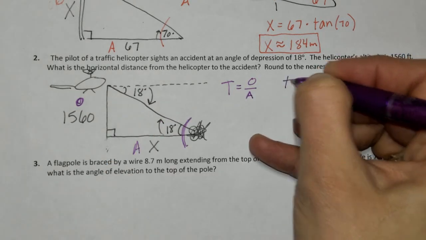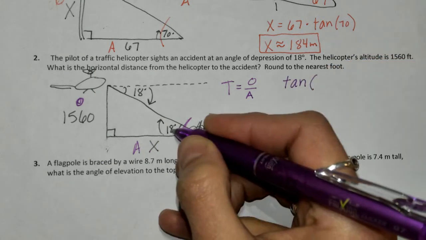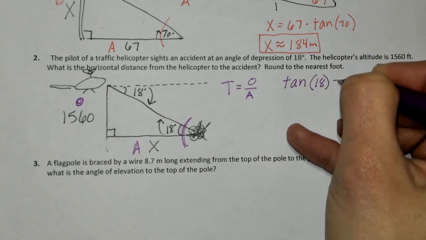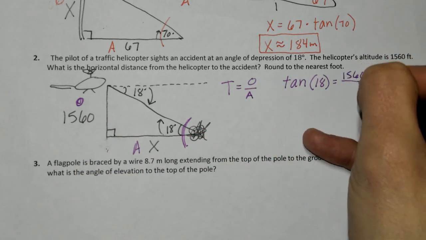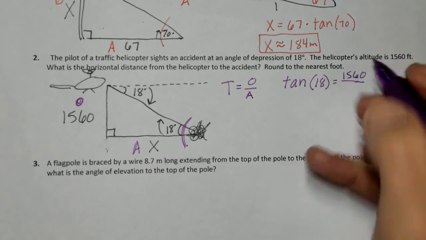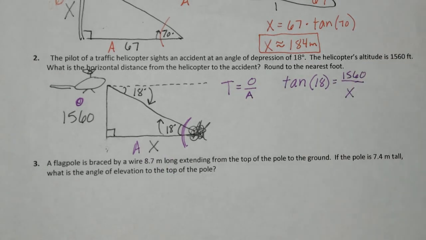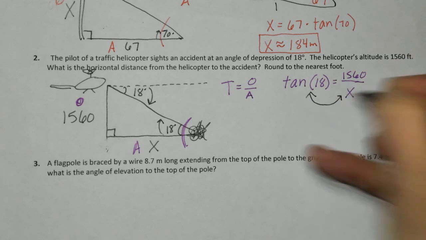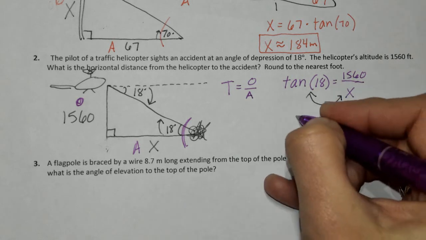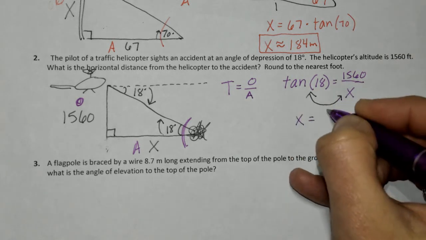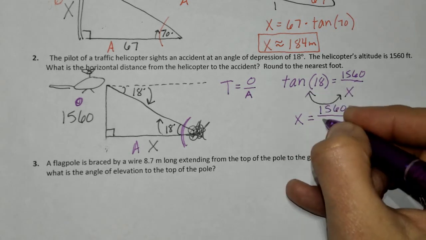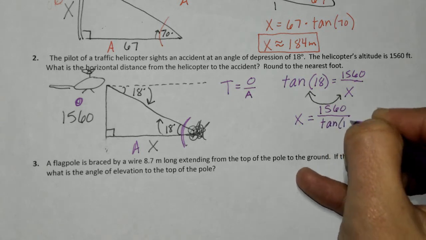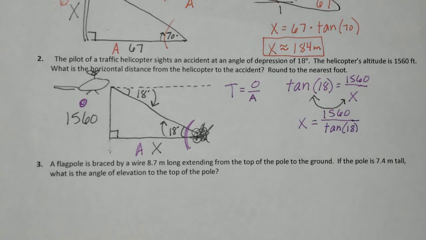Let's set up that equation. We have tangent of our reference angle, 18, is equal to opposite, 1,560, over adjacent, X. The X is in the denominator, so we divide. We're going to switch these two around and we're going to divide. So we'll have X is now equal to the 1,560 stays on top, and that tangent 18 is going to switch. And now we have this. Again, please pause it and practice it on your own calculator.